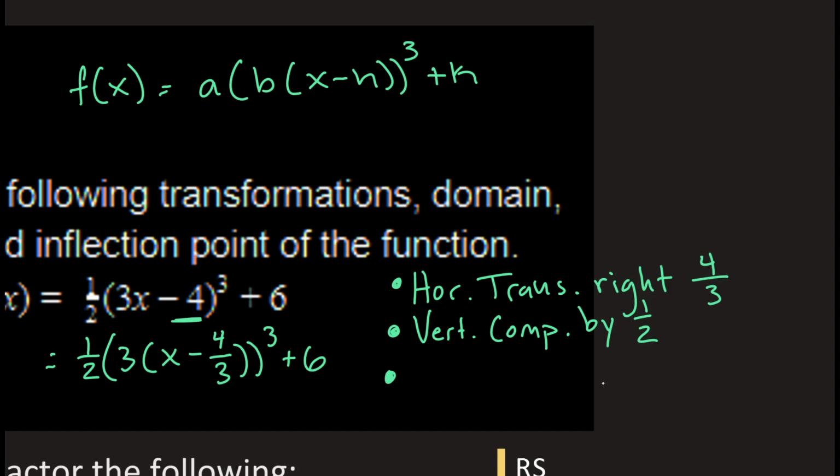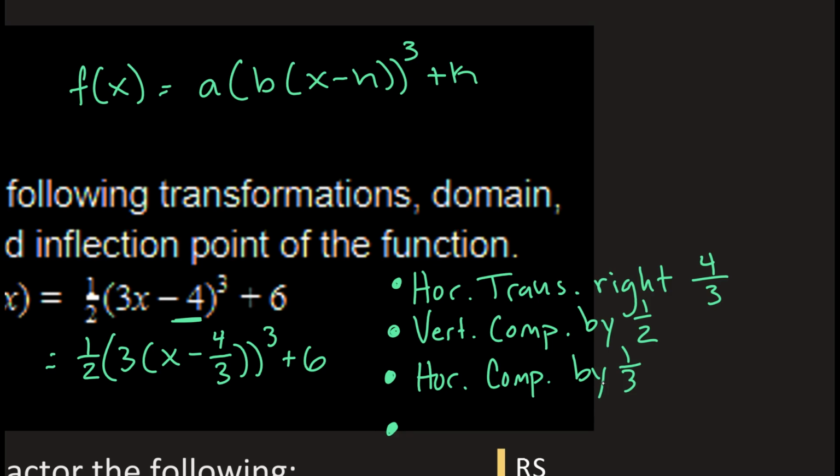So 3 is a horizontal compression by 1/3. And then what does the 6 do? They were fractions, they weren't whole numbers. I thought I was the smartest person alive, I remembered this, and then it was fractions. Because remember, inside the parentheses is always opposite. So it's a horizontal compression, and we say by the reciprocal of 3, which is 1/3.